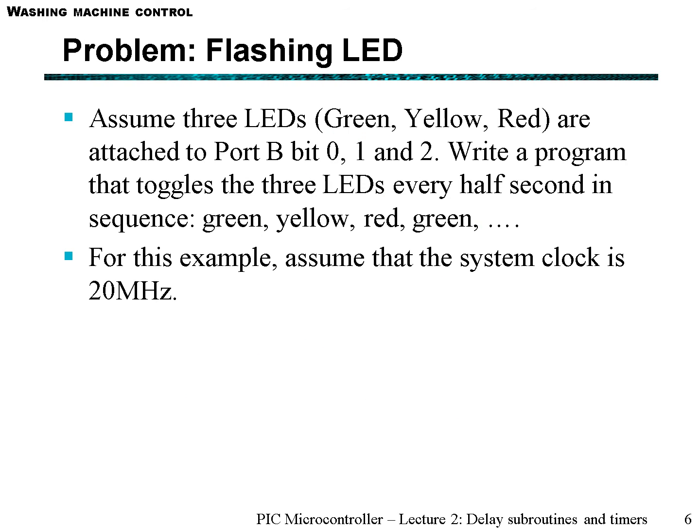Let's look at our problem of the flashing LED. We have three LEDs, green, yellow, and red, attached to port B, bits 0 to 2 in our PIC18. Let's say we want to write a program that toggles the three LEDs every half a second in this specific sequence: green, yellow, red, and so on. For this example, we assume that the system clock is 20 megahertz.